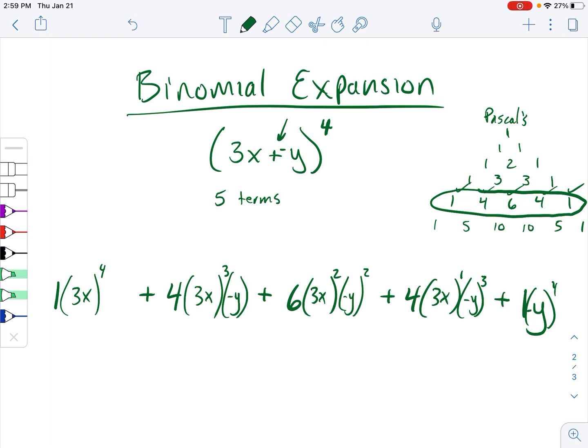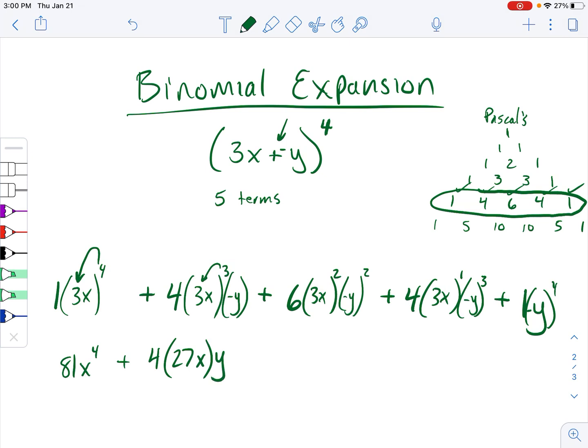I could certainly anticipate which of the terms will be negative based on the degree of the power of my negative y. So now I have to follow order of operations. So make sure that when you have 3x to the fourth, you are going to get 81x to the fourth, and you need to make sure you powerize that 3. I need to follow order of operations and powerize my 3 first and then multiply by 4.